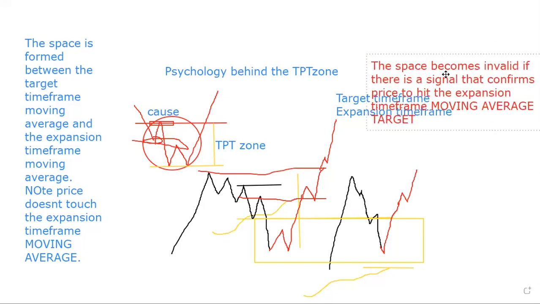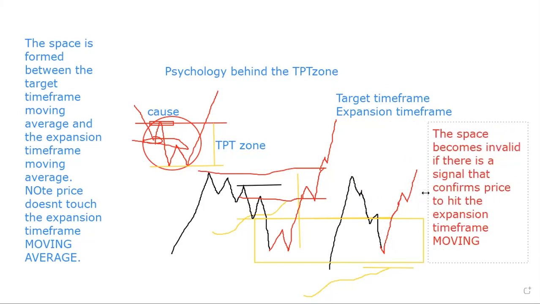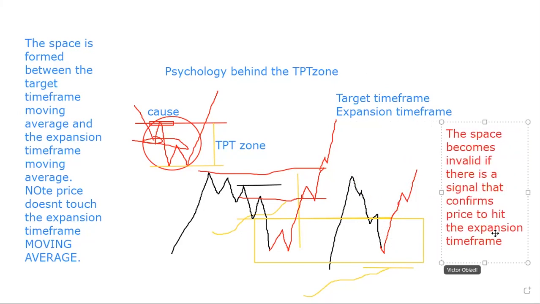Yeah, the space becomes invalid if there's a signal that confirms price will hit the expansion time frame target, the moving average target. Good. Now, this is everything on what? On the TPT zone. This is what you want to see on the TPT zone.